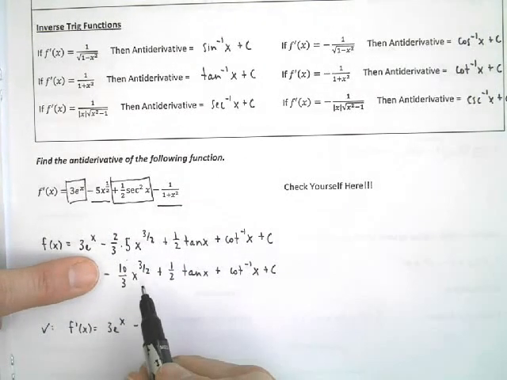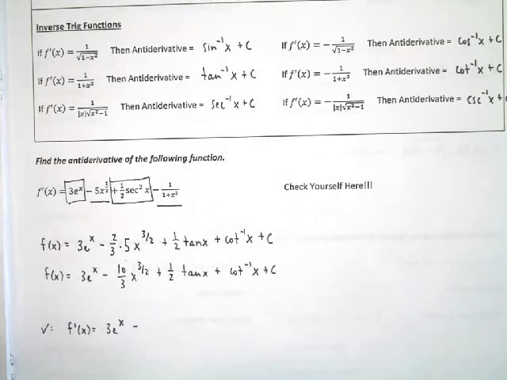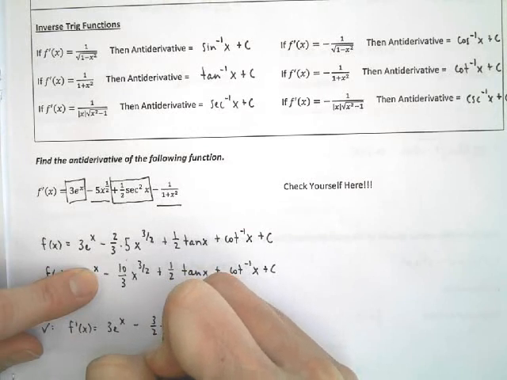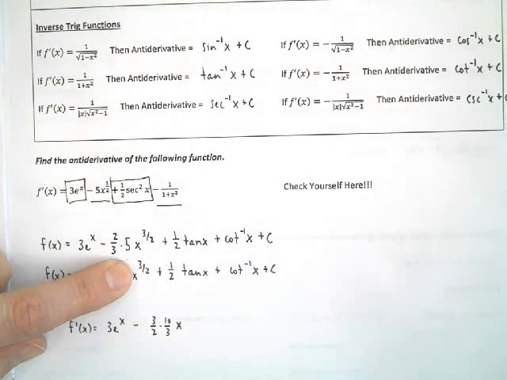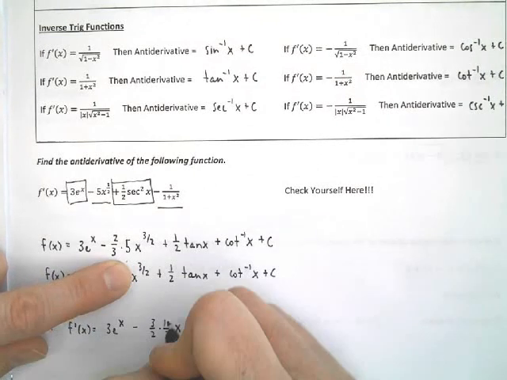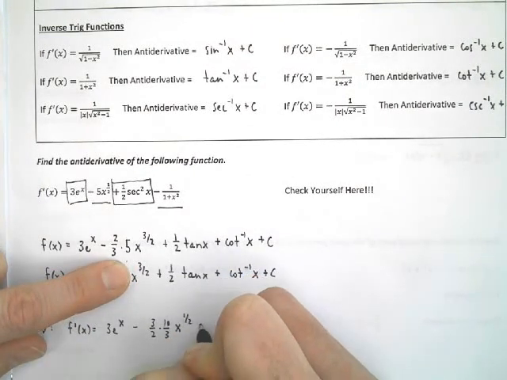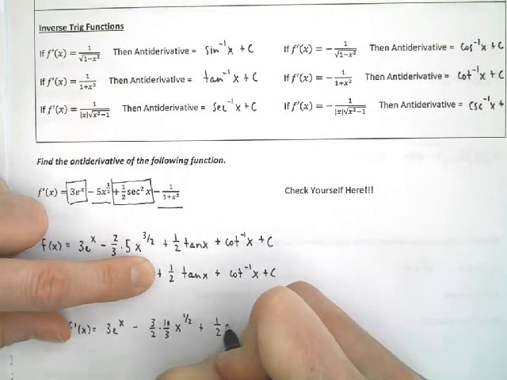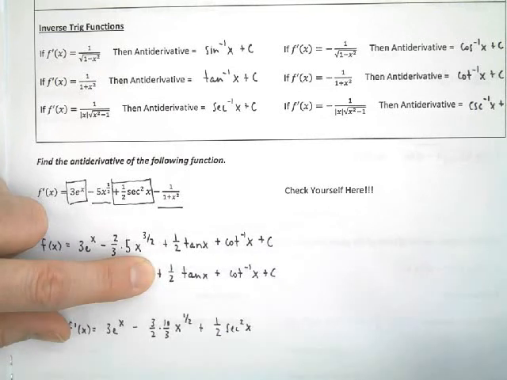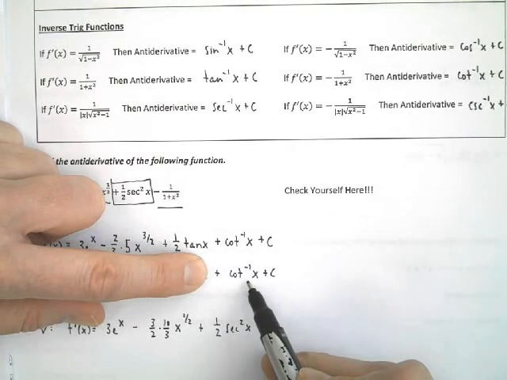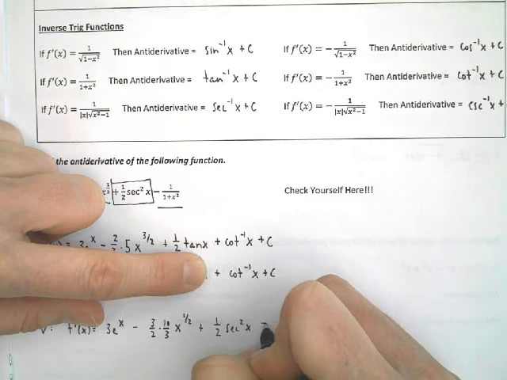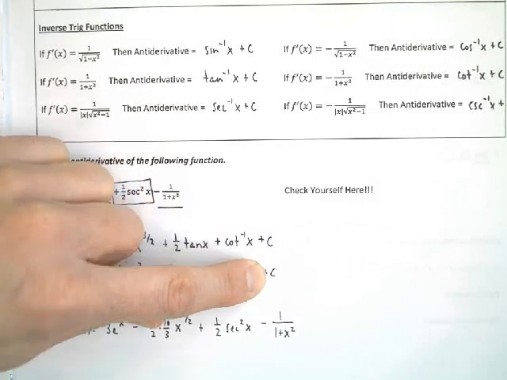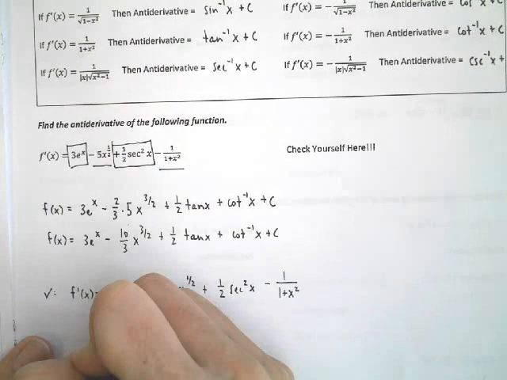Now here, I'm going to use my power rule. Again, we're differentiating now. So now I'm multiplying my 3/2 times 10/3. I have x, and I'm subtracting 1 from the exponent, so I get 1/2. Plus the derivative of 1/2 tangent x is 1/2 times the derivative of tangent x, which is secant squared of x, plus the derivative of inverse cotangent of x, which I know is negative 1 over 1 plus x squared, and the derivative of my constant term is 0.